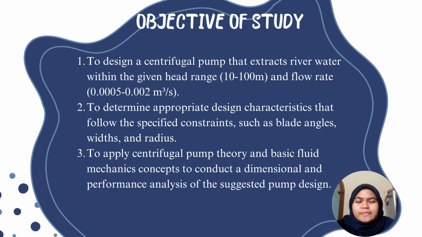For the objective of the study, first, to design a centrifugal pump that extracts river water within the given head range of 10 to 100 meters and flow rates of 0.0005 to 0.002 meter cube per second. Second, to determine appropriate design characteristics that follow the specified constraints such as blade angle, width, and radius. Third, to apply centrifugal pump theory and basic mechanics concepts to conduct a dimensional and performance analysis of the suggested pump design.